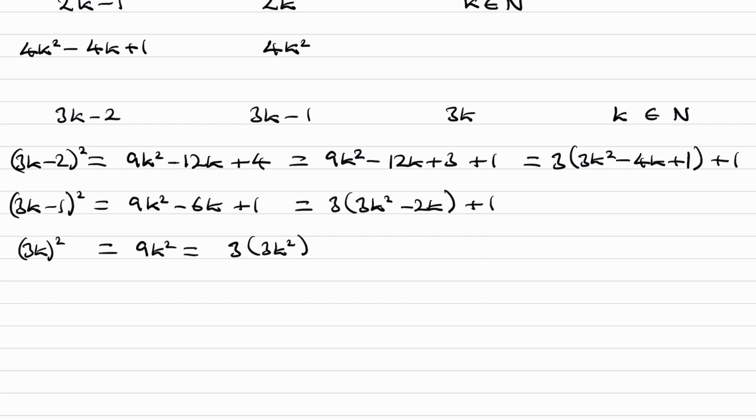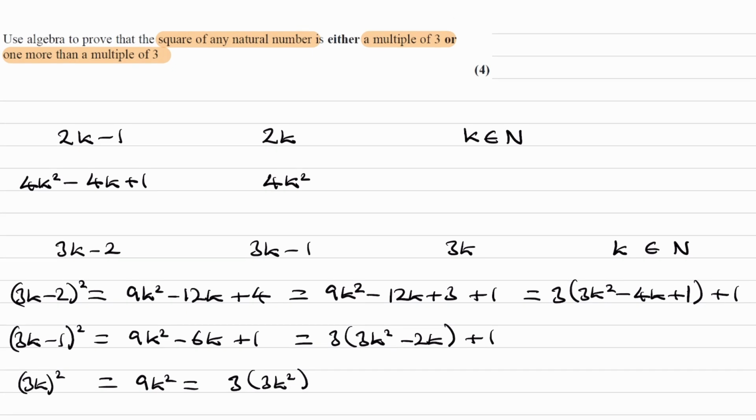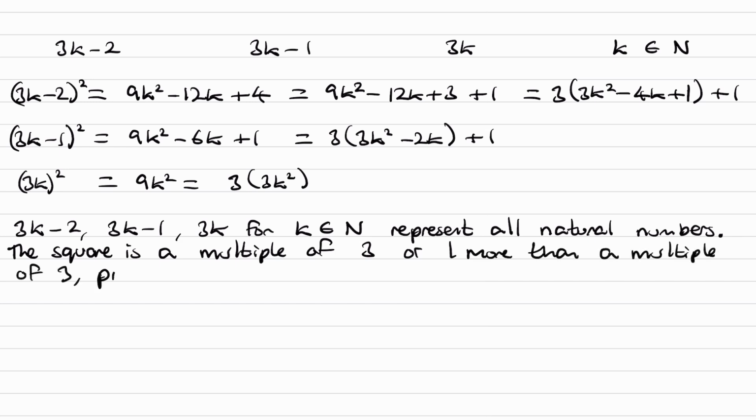So each of these three things represents all natural numbers, for k a natural number. When we square them, we end up with a multiple of 3 or one more than a multiple of 3. And therefore we have proved that the square of any natural number is either a multiple of 3 or one more than a multiple of 3. So let's just write a brief conclusion to finish off. 3k minus 2, 3k minus 1, 3k, for k being a natural number, represent all natural numbers. The square is a multiple of 3 or one more than a multiple of 3, proving the statement.